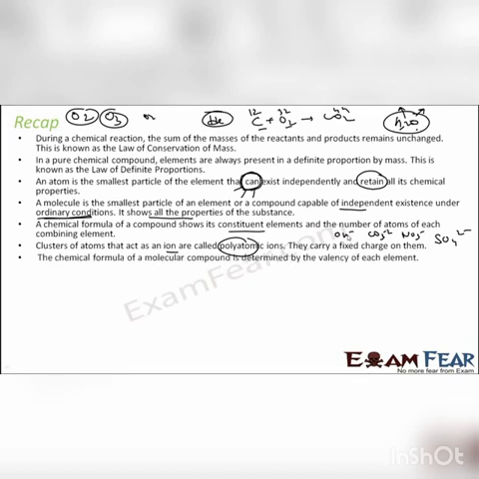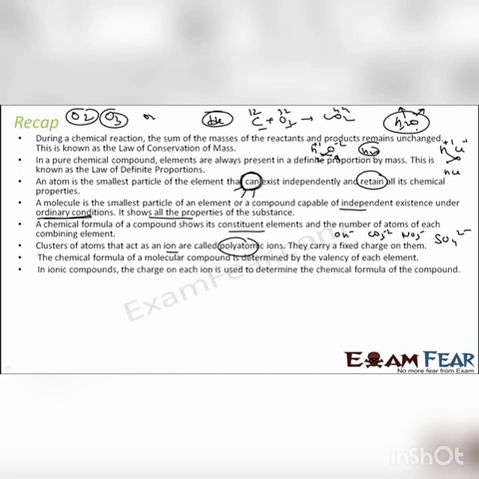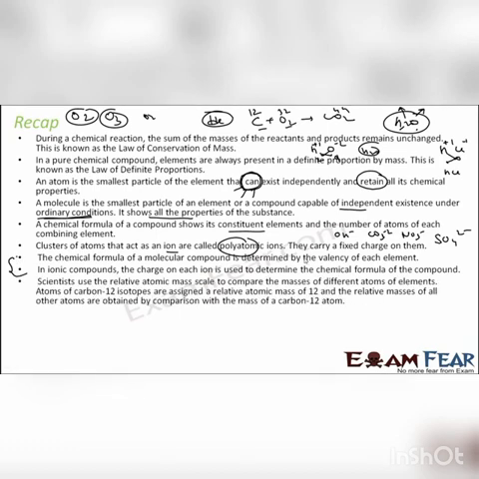The chemical formula of a molecular compound is determined by the valency. For example, for HCl, the valencies are plus 1 and minus 1, you do a swap, you get HCl. For water, H and O are plus 1 and minus 2, you do a swap, you get H2O. For an ionic compound, the charge on each ion is used to determine the chemical formula. So for covalent we use the valency, and for ionic we typically use charge.